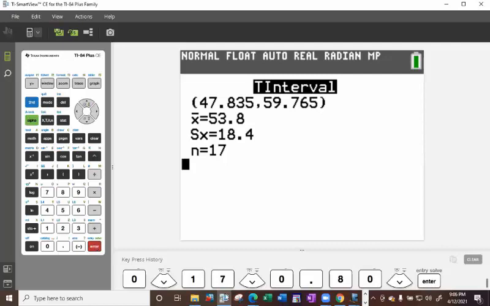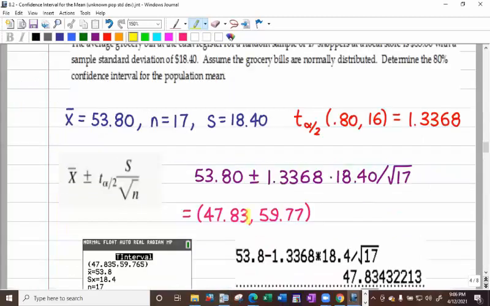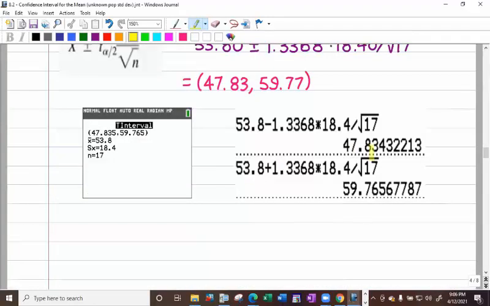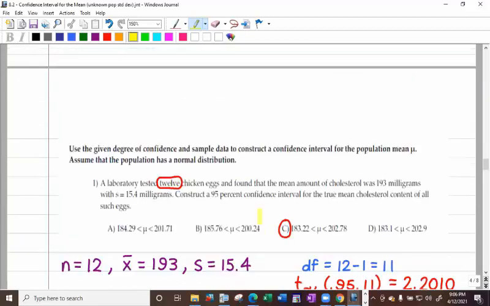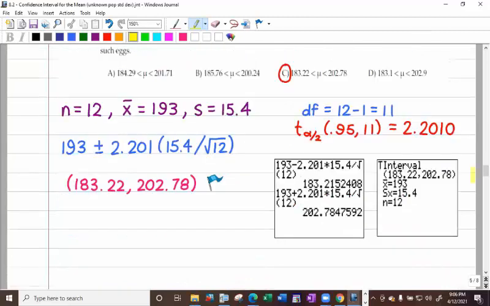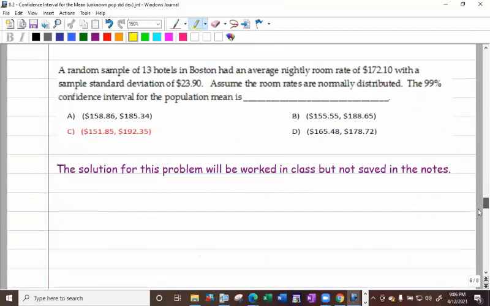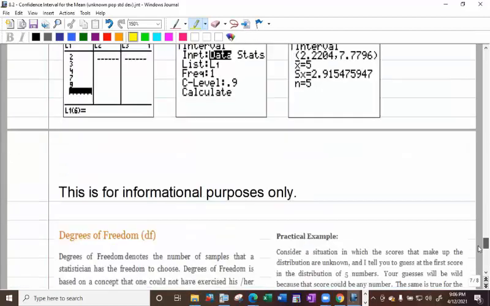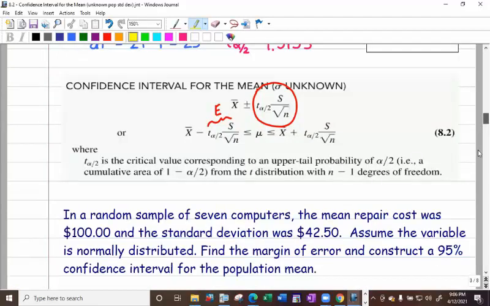$47.84 and 59.77. How'd we do? I got 8.3 here, but that's just slight rounding. Yeah, there we go. Ta-da! All right. I'll just look ahead and see what we got here. I don't have to do every one of these. I definitely want to do one with the data there, but I may skip over some of these.